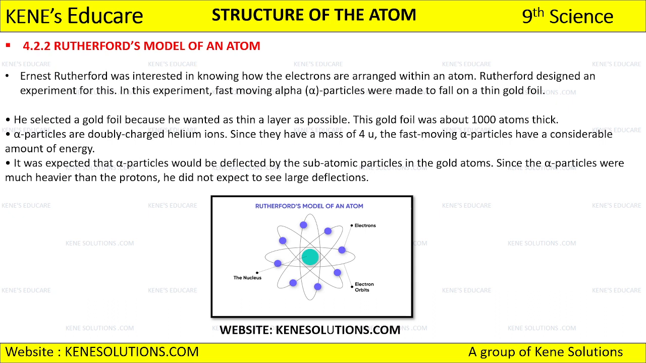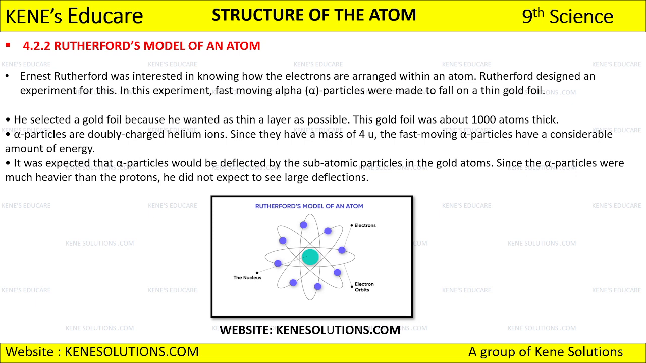I hope everyone is going through the slide, because here we have the information on why exactly Rutherford used a gold foil, and the reason for using alpha particles has been given too. The gold foil was used because he wanted a layer as thin as possible, and gold foil was about 1000 atoms thick, so that became one of the reasons for selecting this gold foil for his experiment.